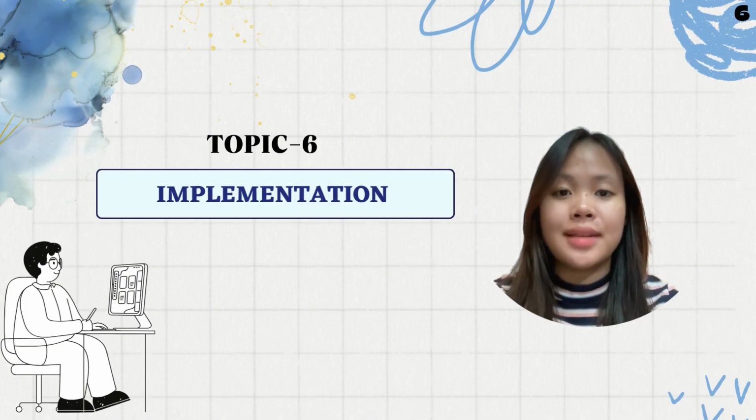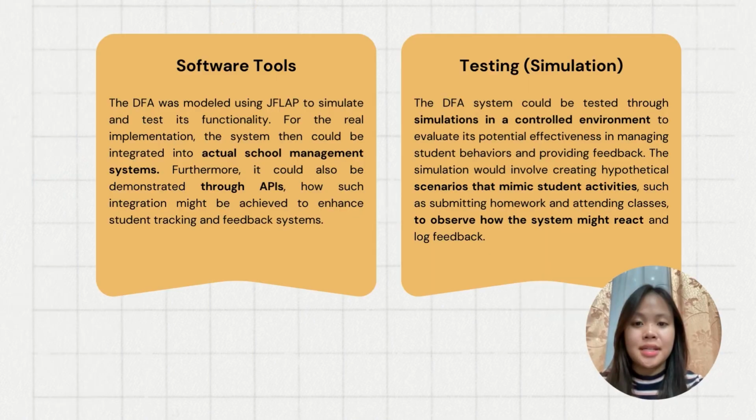Moving forward, we will now discuss the implementation of the system. Additionally, there are two methods to implement the model, which are through software tools and testing. The DFA was modeled using JFLAP to simulate and test its functionality. For the real implementation, the system could then be integrated into an actual school management system. Furthermore, it could be demonstrated through APIs how much integration might be achieved to enhance student tracking and feedback systems.